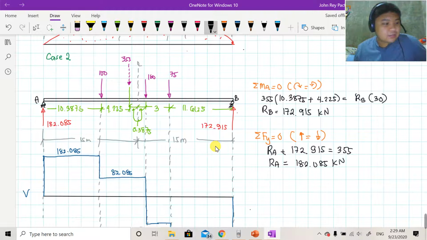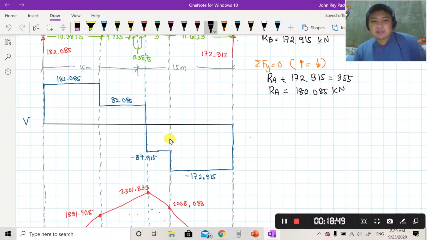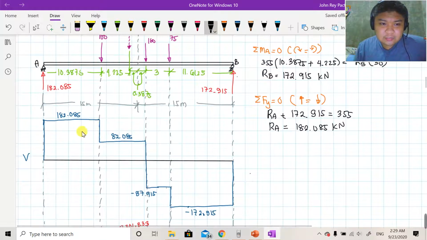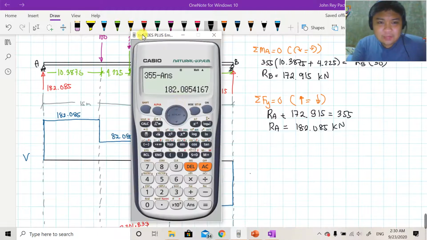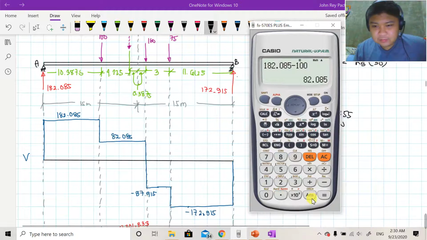So, ngayon, ang gagawin ko na lang is, actually, I said earlier, I already sketched the shear diagram and the moment diagram. So, by checking, syempre, itong shear diagram, ayan siya, 182.085. So, pwede nyo naman class i-pause, no? Kung gusto nyo. So, tapos, minus 100, magiging 82.085. 182.085 minus 100, so, 82.085.